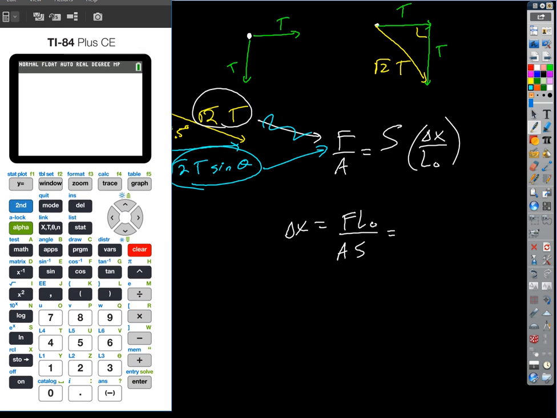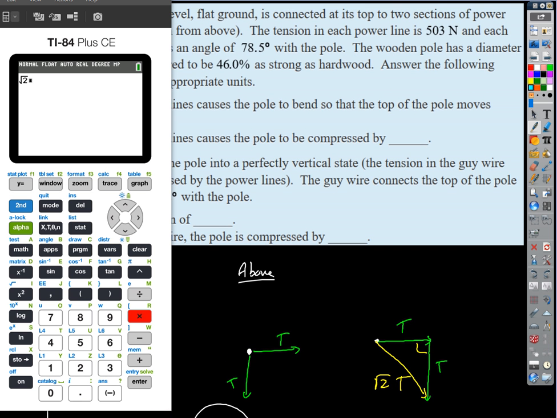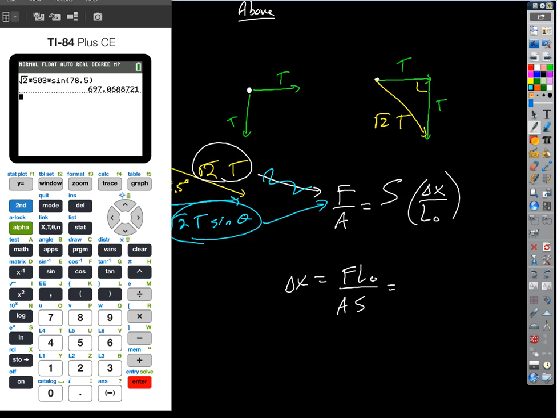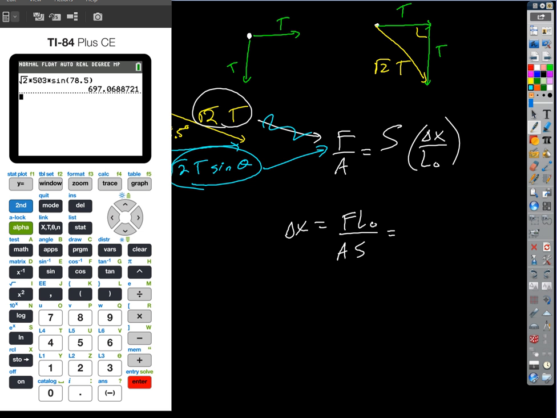So we get square root of 2 times the tension, what was it, 513? 503, something like that, 503, times the sine of 78.5 degrees. So the sideways force is almost 700 newtons, horizontal. That's our F. So now we've got F. What about the initial length? We know that. What about the area?